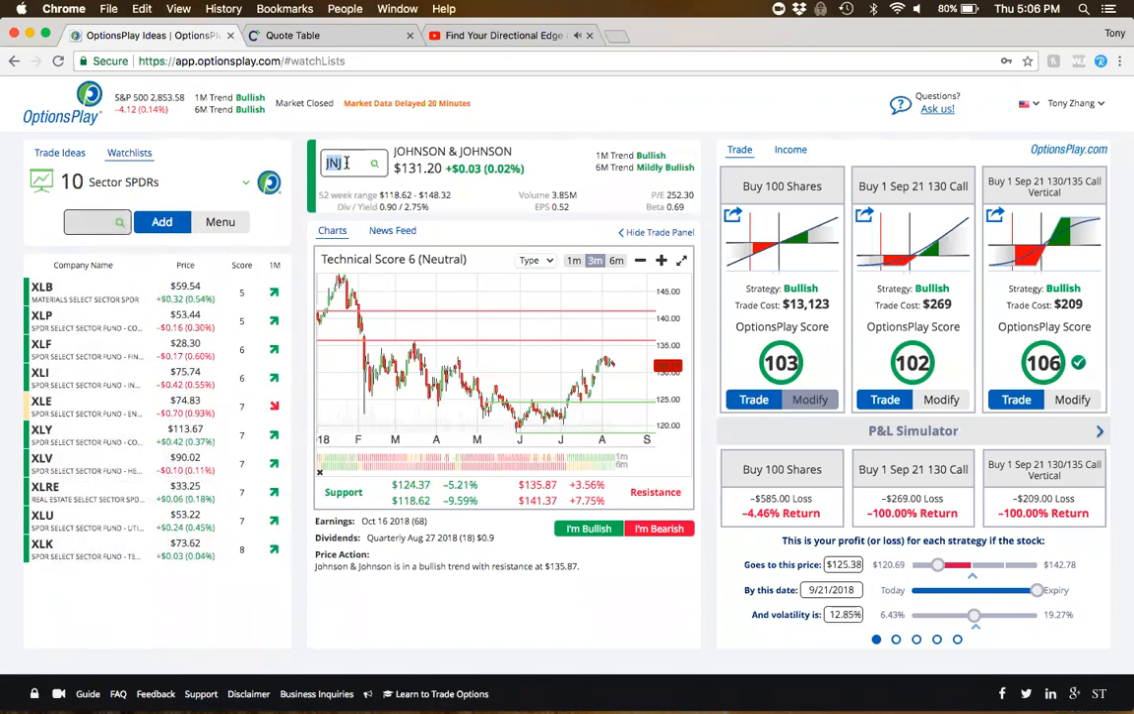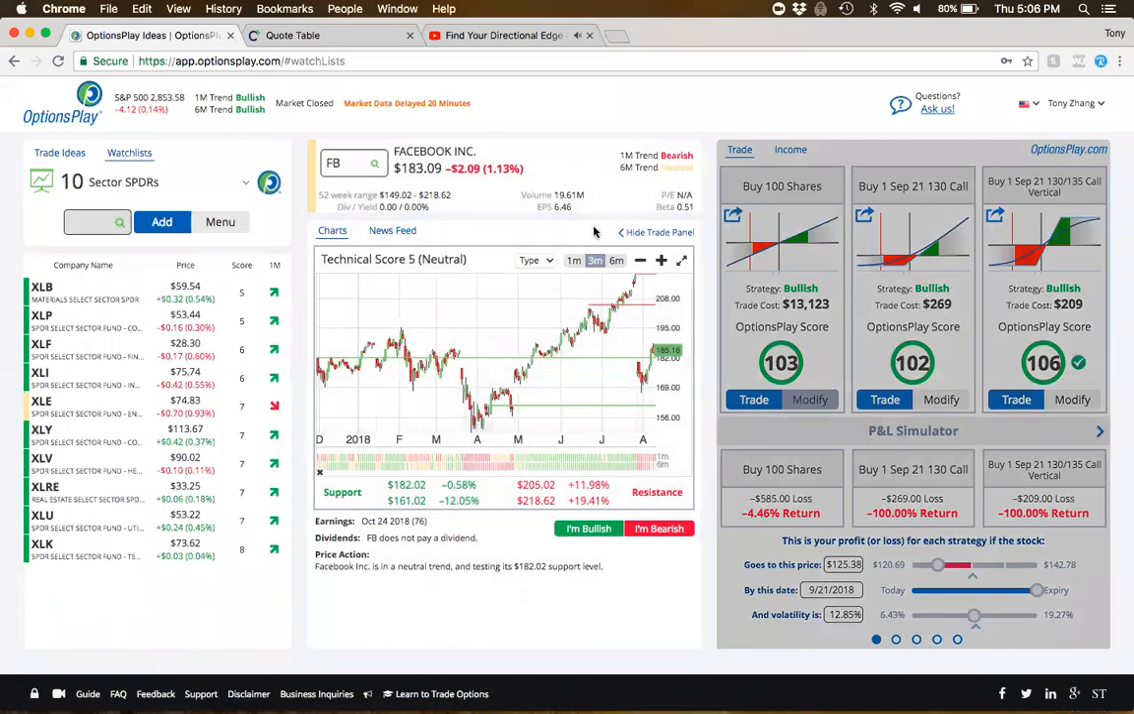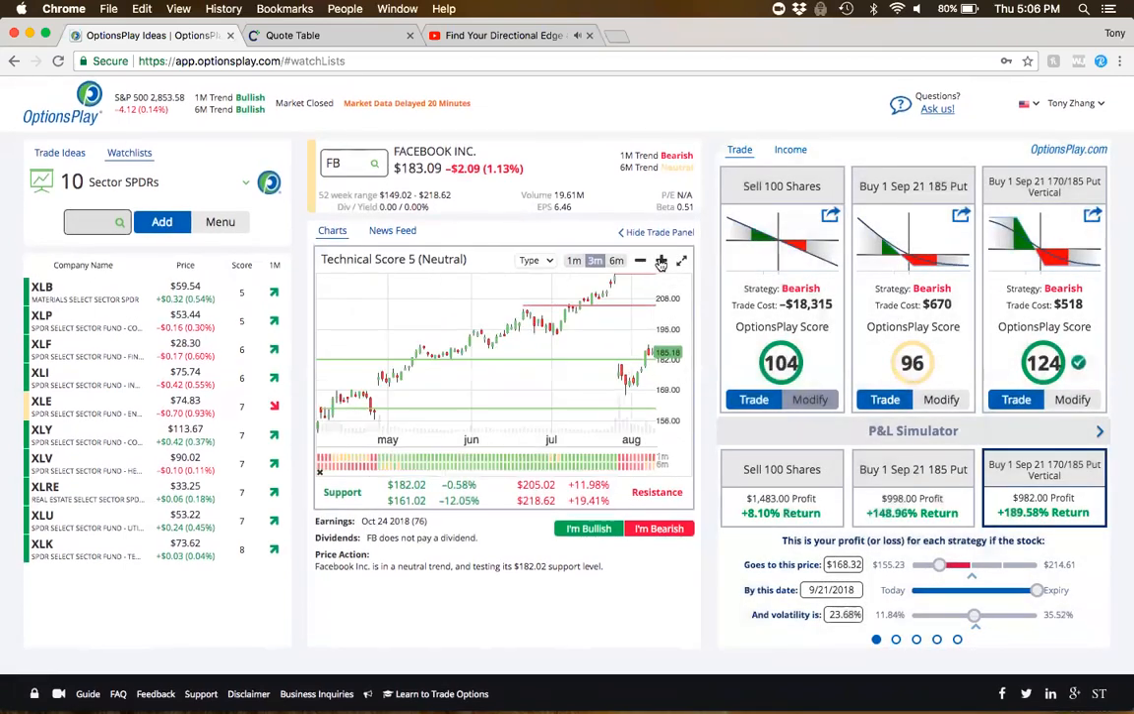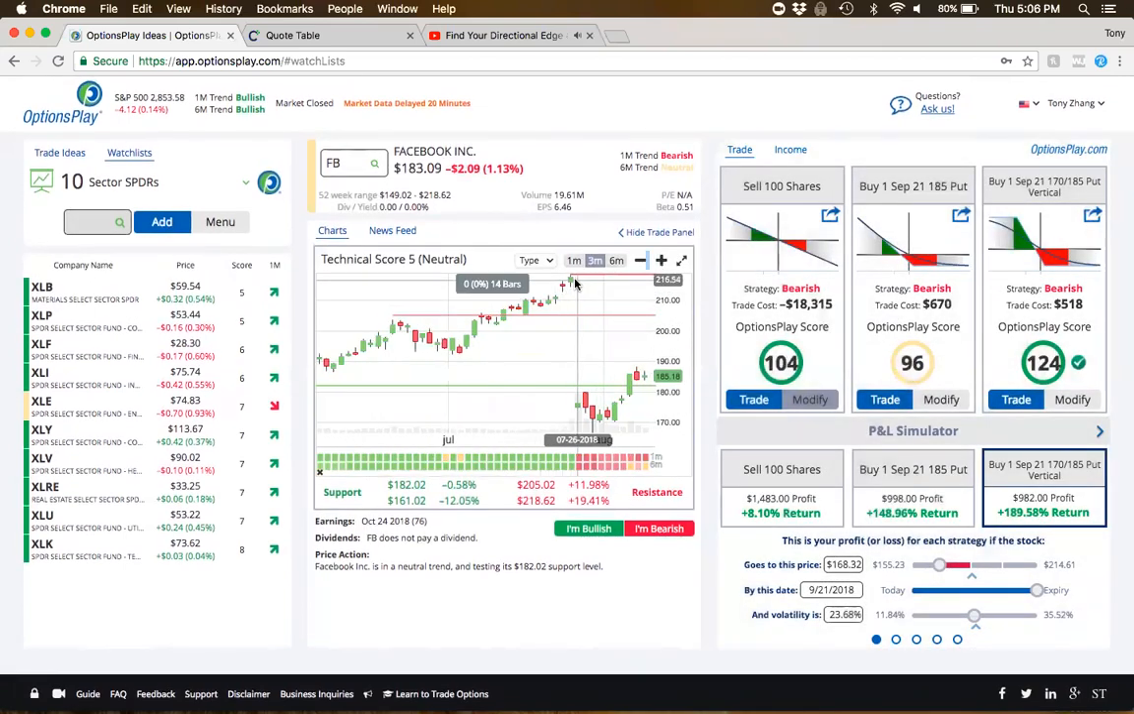I have a question saying, is Facebook considered a bullish turnaround? Great question. I would certainly consider this in the camp of bullish turnaround. This is a bit of an anomaly because usually bullish turnarounds are stocks that are starting to turn over. Facebook obviously had a huge gap lower. So yes, but this would certainly be in that category.